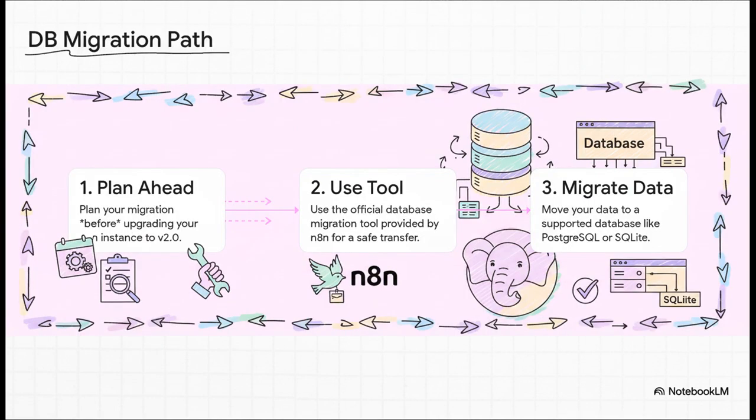Okay, now this is the crucial part. You absolutely must migrate your database before you upgrade to version 2.0. The good news is the process is really straightforward. You just need to plan it out, use the official migration tool that N8N gives you, and move your data over to a supported database like Postgres or SQLite. Honestly, for production, Postgres is what you want to use.